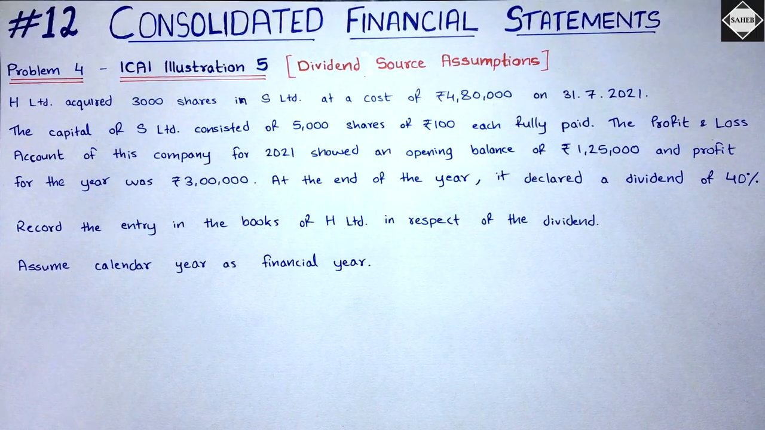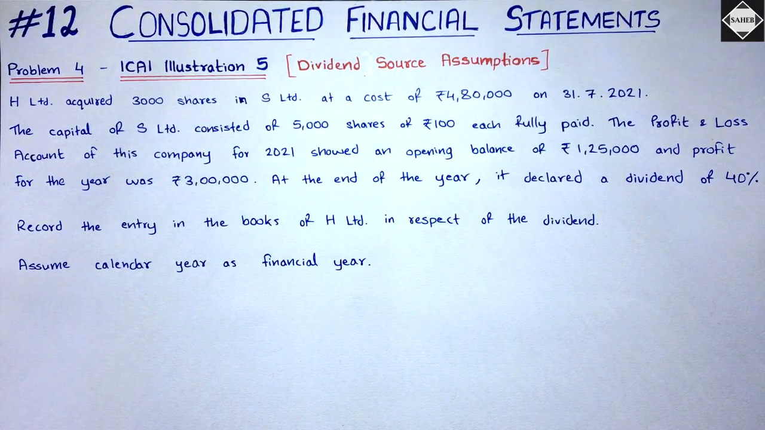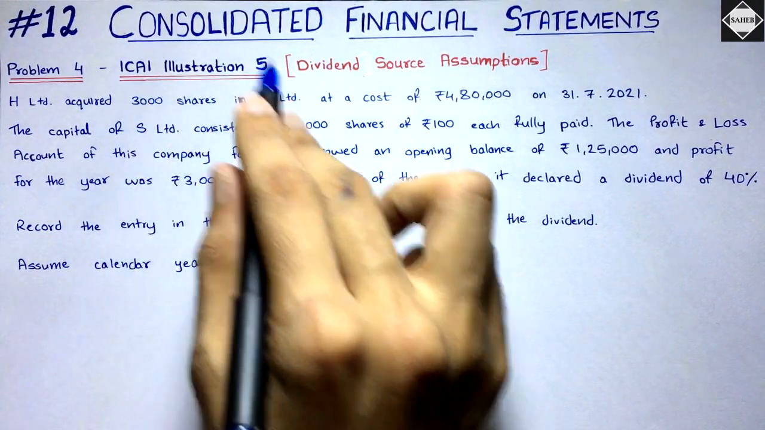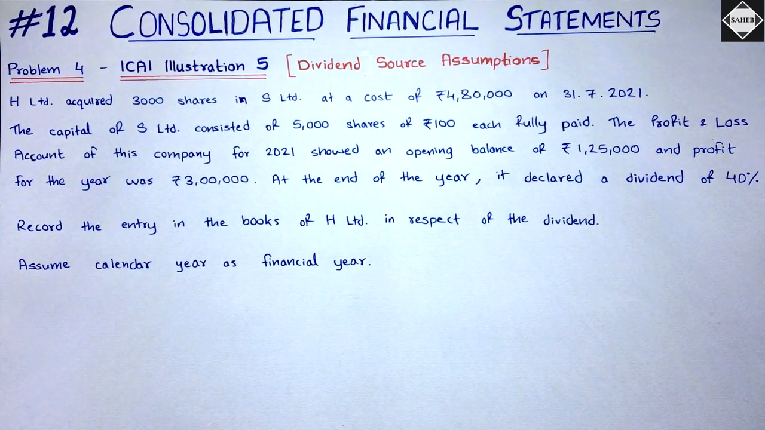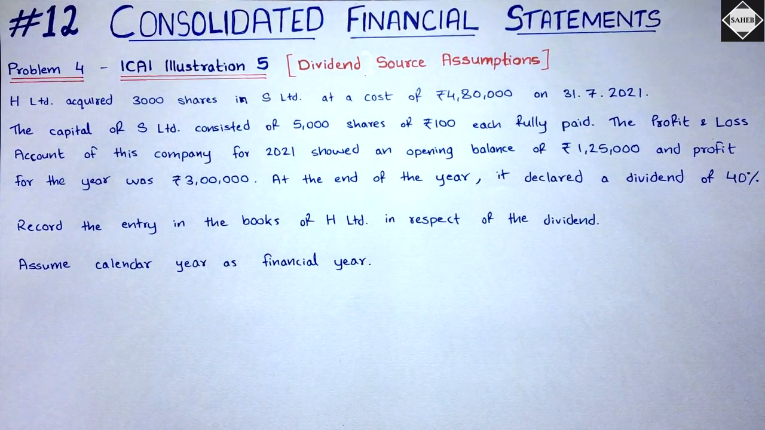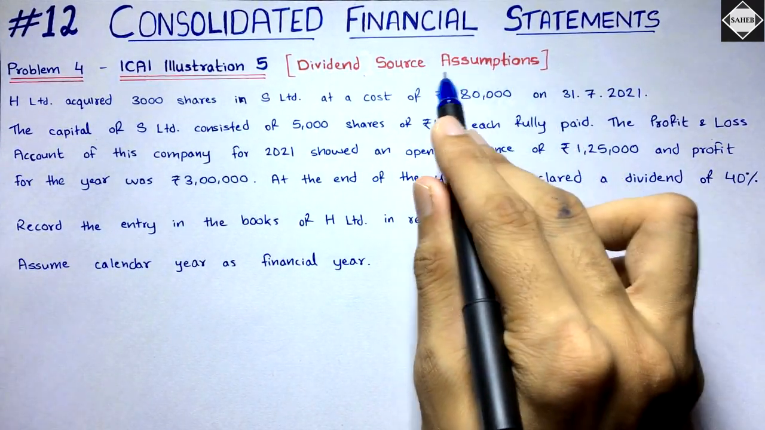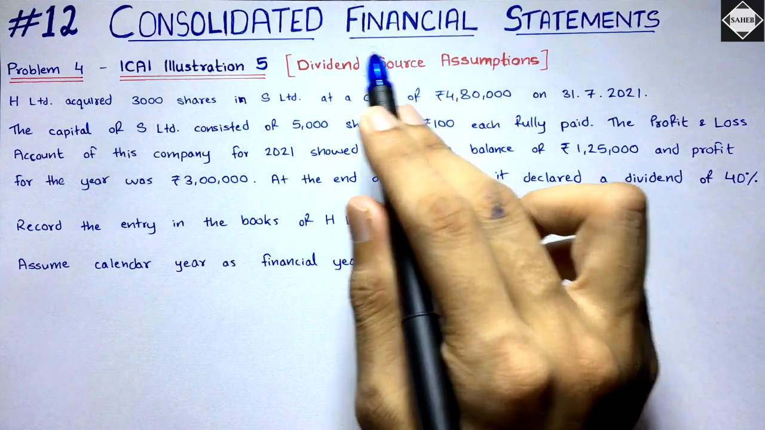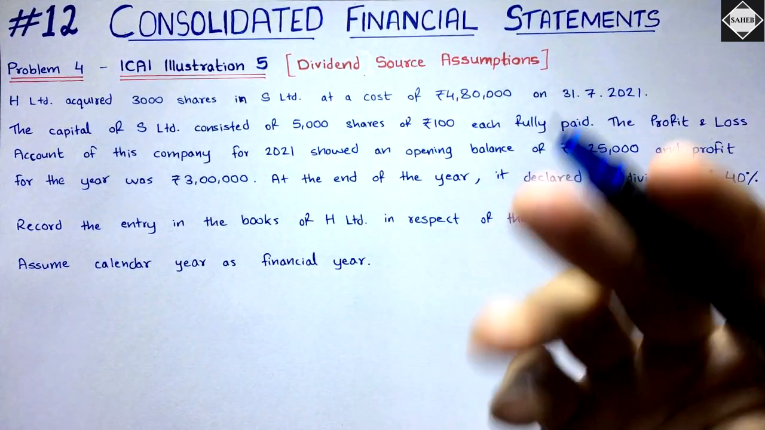Hi everyone, welcome back to the Consolidation chapter. Today in this video we're going to see Illustration 5 of the ICAI study material, and this question is very important from the dividend adjustment point of view, because here we're going to see all the assumptions that we can make regarding the source of the dividend, from which profits the dividend has been distributed.